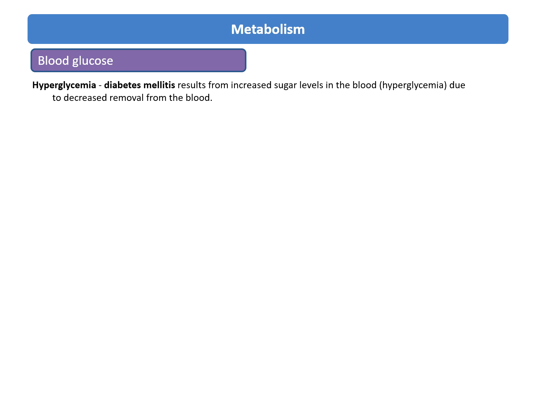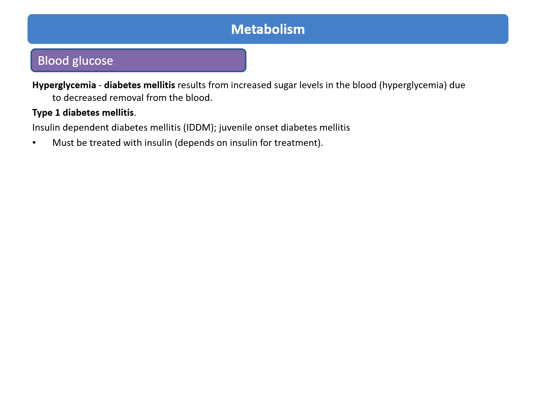Hyperglycemia refers to increased glucose levels. A common form is diabetes mellitus. This results from increased sugar levels in the blood due to a decreased removal from the blood. Type 1 diabetes mellitus, also referred to as insulin-dependent diabetes mellitus, IDDM, or juvenile onset diabetes mellitus. This must be treated with insulin. That is, it depends on insulin for treatment, hence the name insulin dependent.